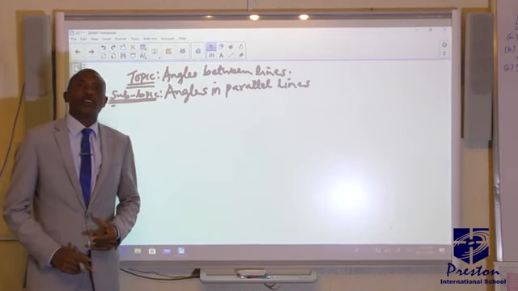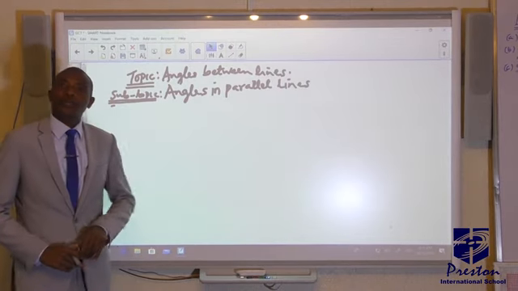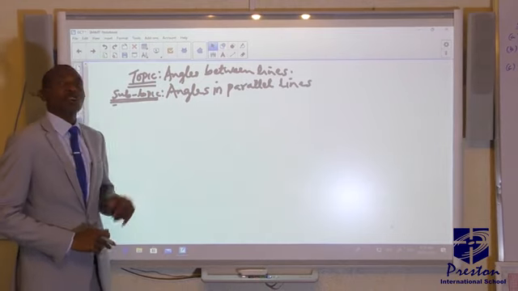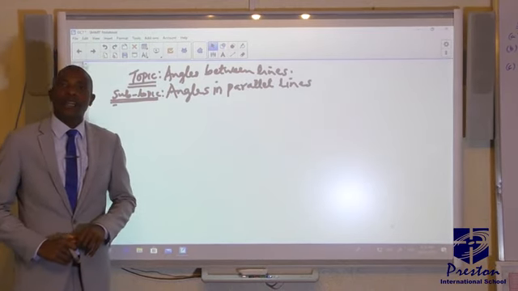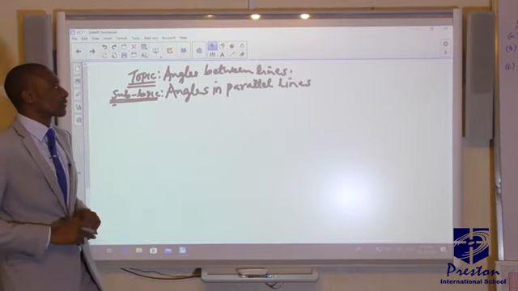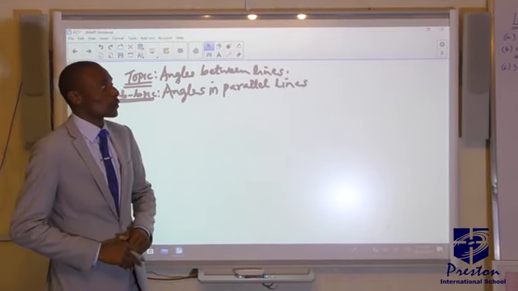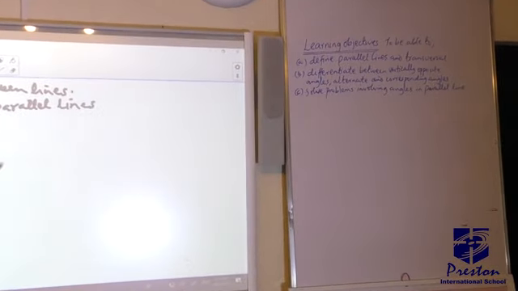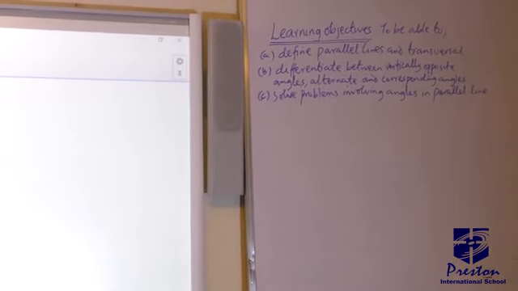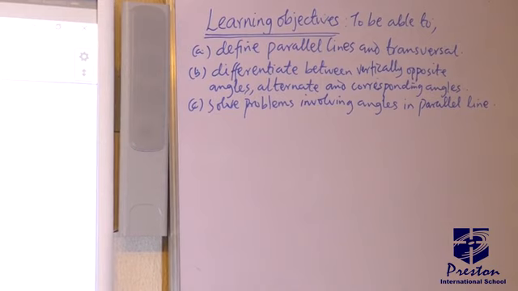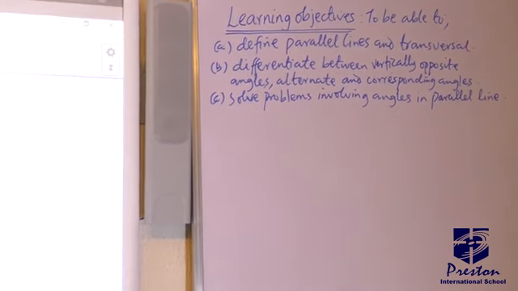Today we're looking at the topic, angles between lines. We're looking precisely at the subtopic, angles in parallel lines. The first question is, what are the objectives for this topic? The first one is to define parallel lines and transversal. B, we want to differentiate between vertically opposite angles, alternate and corresponding angles. And C, we want to solve problems involving angles in parallel lines.